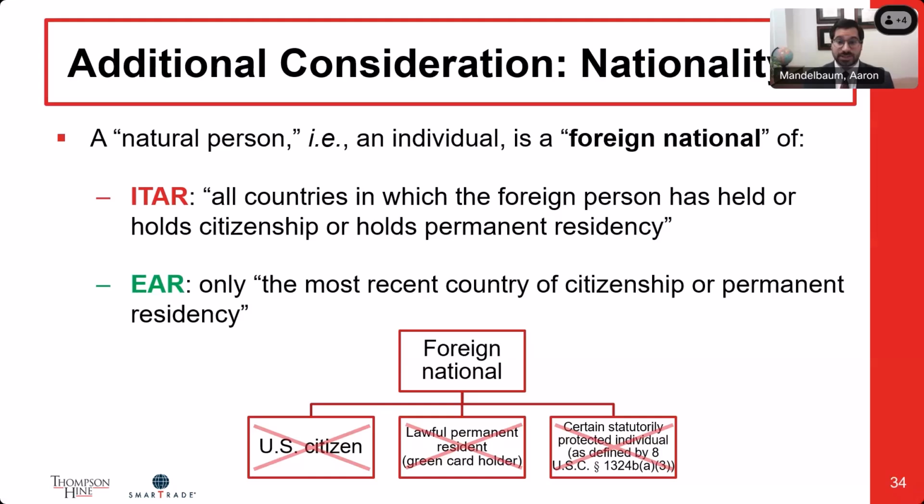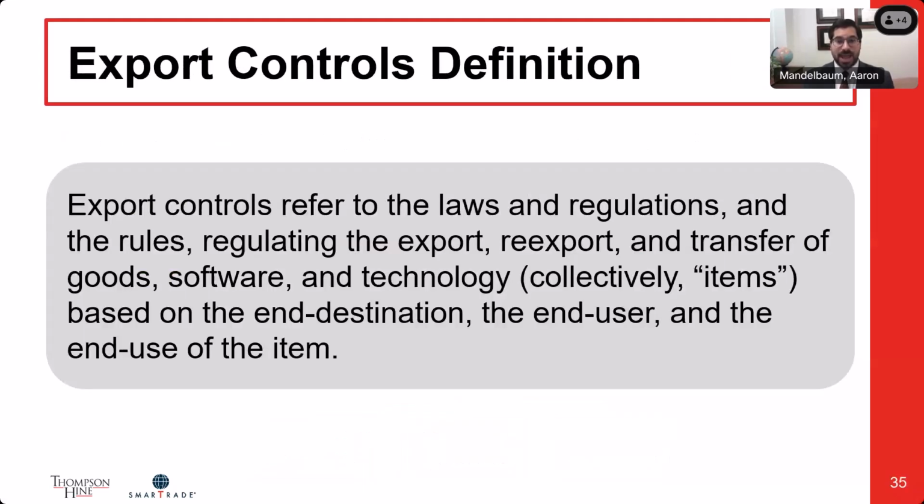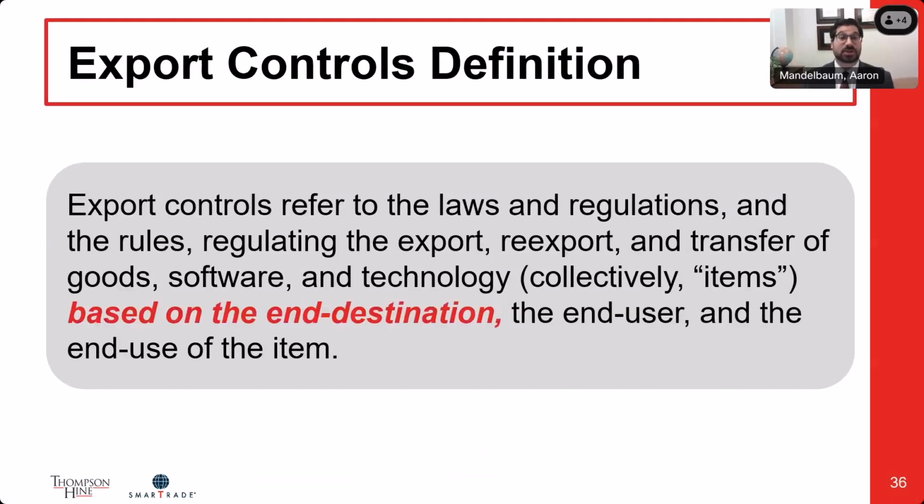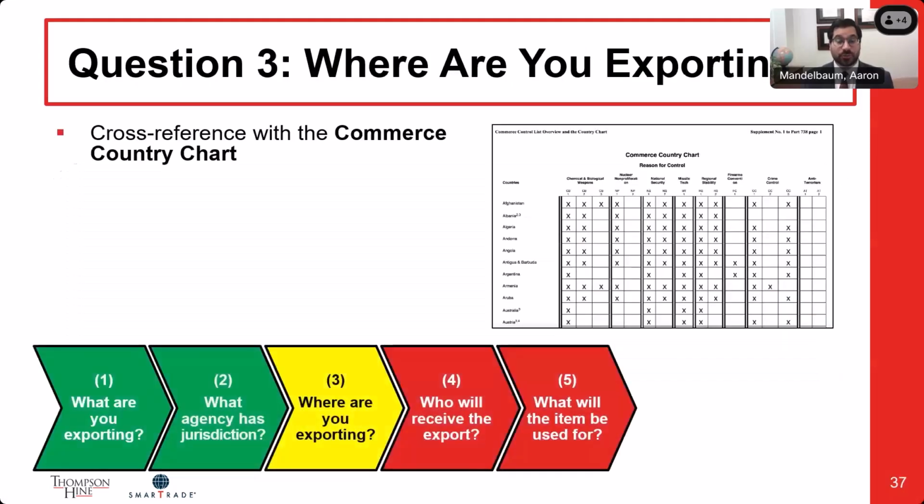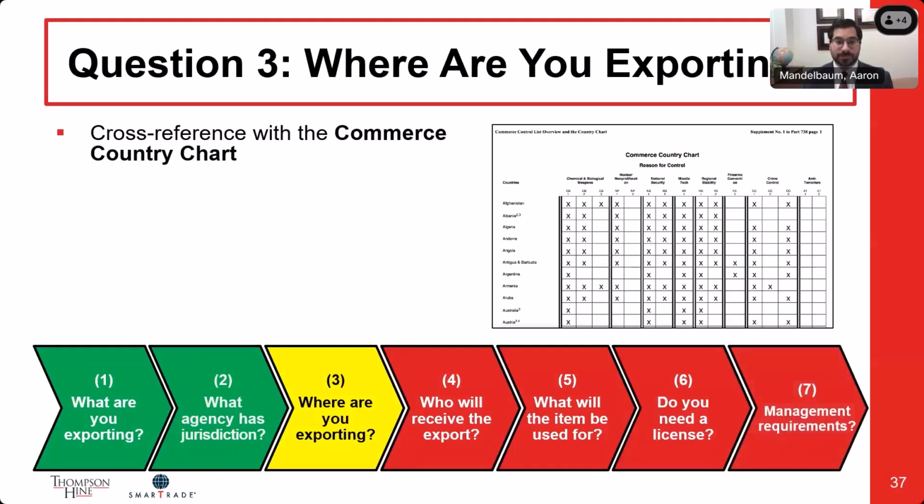All right, let's return to our definition. We're going to continue to break this down, and where we left off was how exports are going to be regulated based on the end destination. And actually, this brings us to our third question in our chain of 7 questions, if you recall from earlier, which is where are you exporting? And what you're going to do is, if you find that item on the CCL and you see it's classified with an ECCN, you're then going to take that information and cross-reference it with the Commerce Country Chart. And to be clear, what you're seeing on the screen is a screenshot of the cover page of the Commerce Country Chart, the CCC. Again, more alphabet soup.